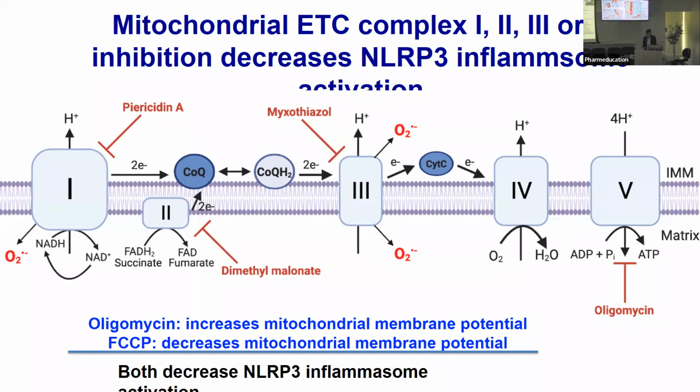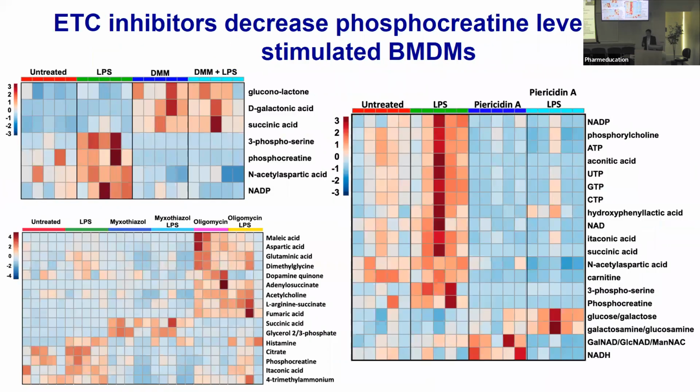So what's going on? This is where metabolomics helped us. In all these conditions, this is dimethyl malonate, widely used, that in vitro and in vivo inhibits the inflammasome. Luke O'Neill has nicely shown that. And we can look at metabolomics here. Dimethyl malonate is complex 2, myxothiazol is complex 3, oligomycin is complex 5, piericidin is complex 1, and FCCP is a protonophore.